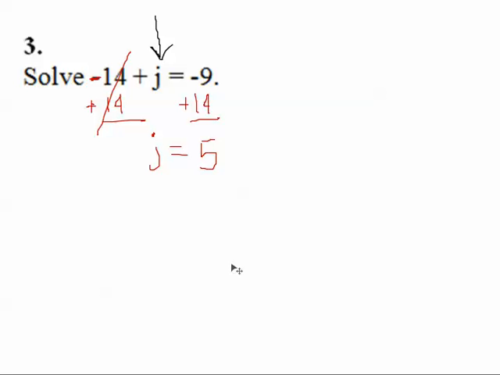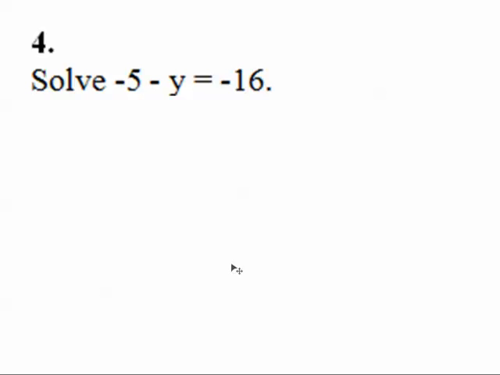Don't forget, you can always check your answer simply by plugging it back in. So it's negative 14 plus 5 equals negative 9. Yes, that is true. I highly recommend you check all your answers when you do your test. I'm probably not going to check them all here. Let's try this again. Looks about the same.